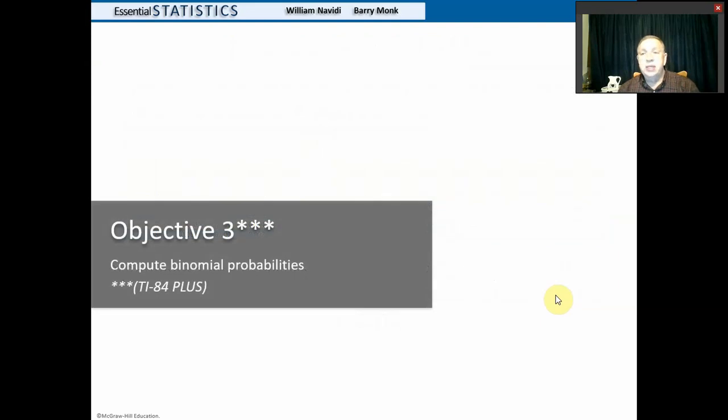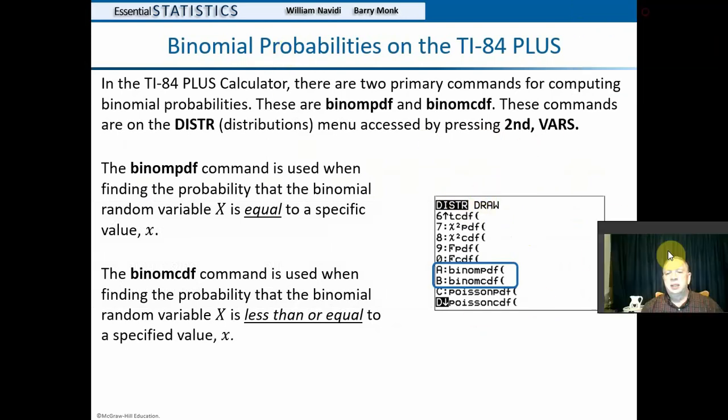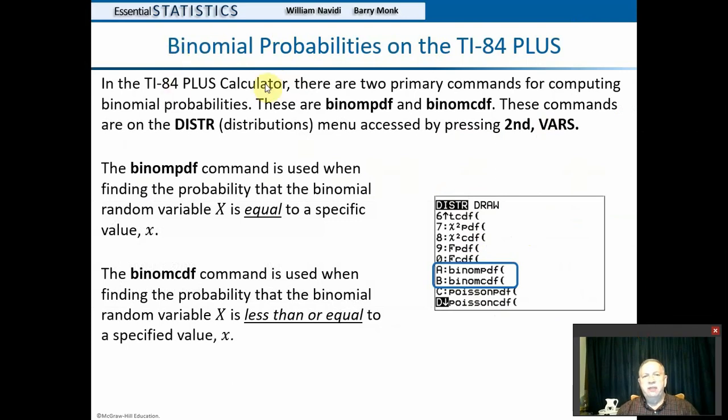The TI-84, the TI-36 as well, offers you the ability to calculate probabilities with the calculator. This is a binomial distribution. There are actually several distributions in here. On the TI-84 calculator, there are two primary functions for computing binomial probabilities. There are other ones: the t-distribution we'll see later on, the normal distribution, Poisson, chi-squared, and F. But the two that I'm concerned about with binomials are binom.